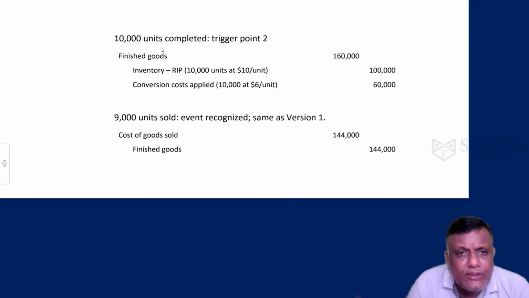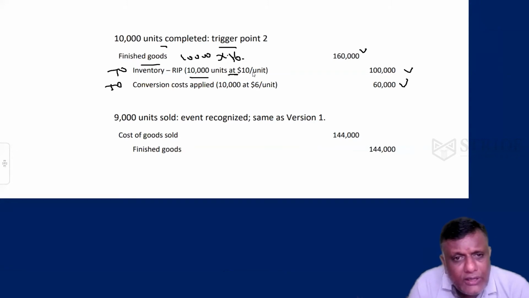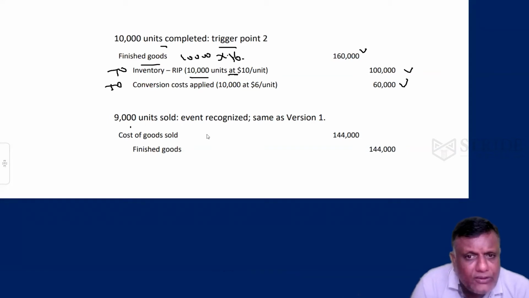Suppose 10,000 is completed. Trigger point 2, can you make an entry? So 10,000 units, into 16 which we already did: finished goods debit, to raw in process 10,000 into 10, to inventory 1 lakh, the conversion cost applied 10,000 into 6, 60,000. So that's the estimation: finished goods account debit to inventory, raw in process, and conversion cost. This is for trigger point 1.